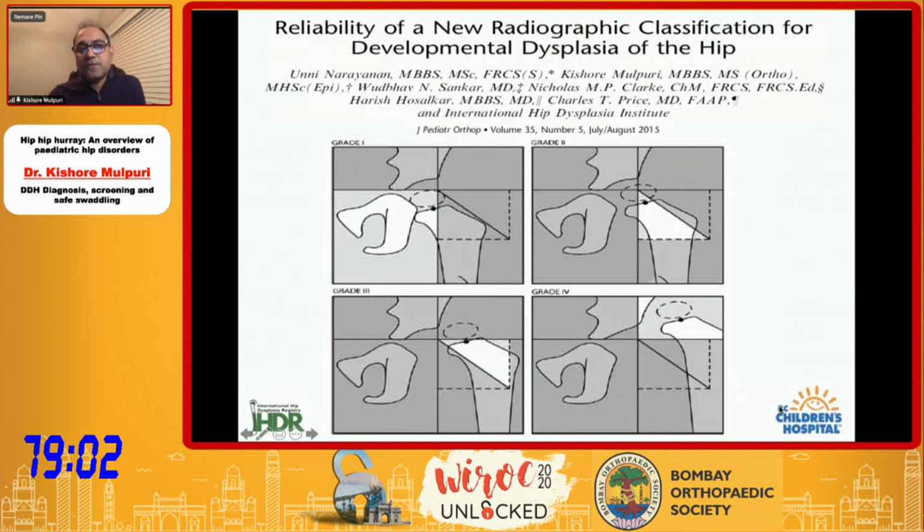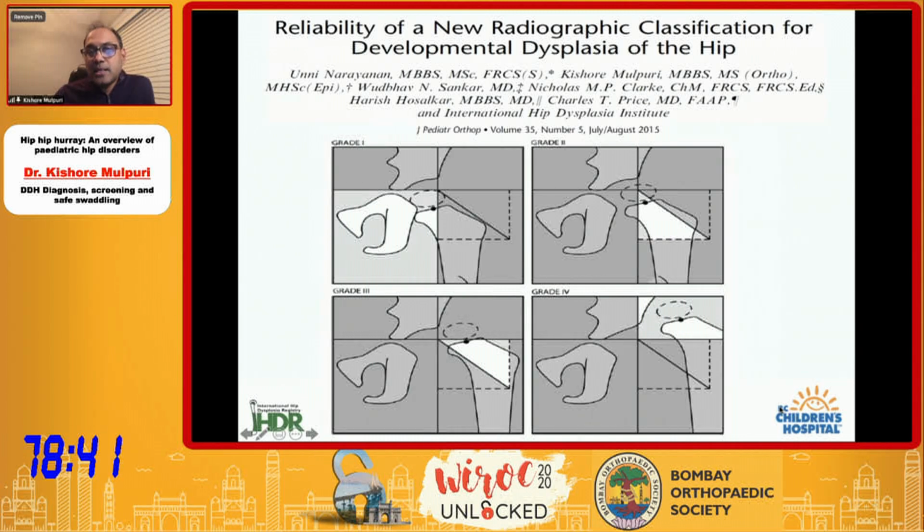This classification system by IHDI takes into account the midpoint of the neck, which is called the H point. That is where you start looking at where it is compared to your Hilgenreiner and Perkins lines, and then you start classifying them into grades 1, 2, 3, and 4.